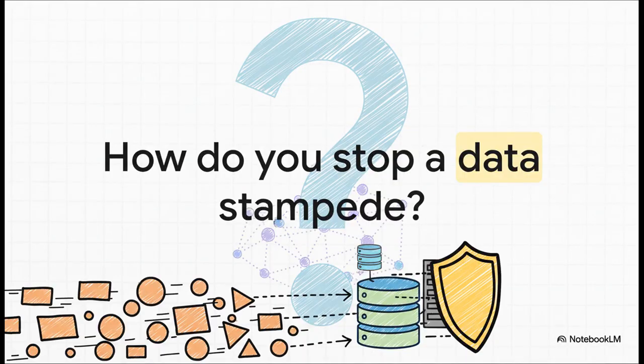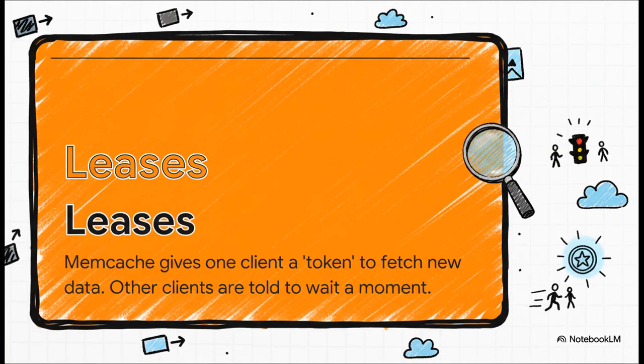So, the next critical question became, how on earth do you stop a data stampede without your databases just completely falling over? And the solution they came up with was just so clever. They created a system called leases. So, when a cache miss happens on one of these super popular items, Memcache gives a temporary token to just one server. It basically says, hey, you're in charge of getting the new data. And all the other thousands of servers, they're just told to chill out and wait a few milliseconds.